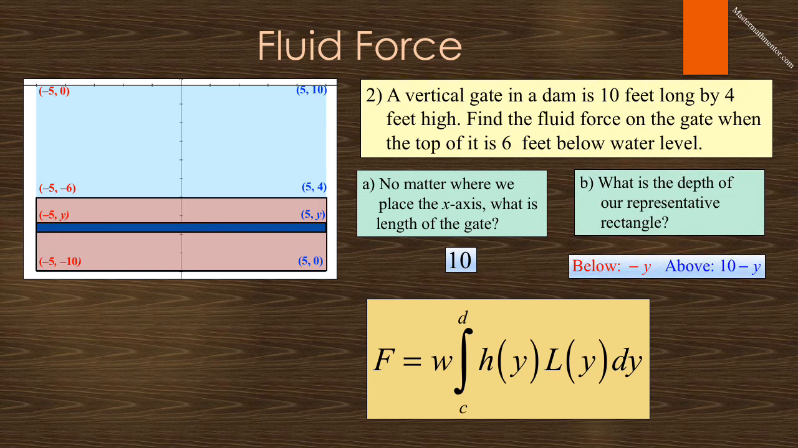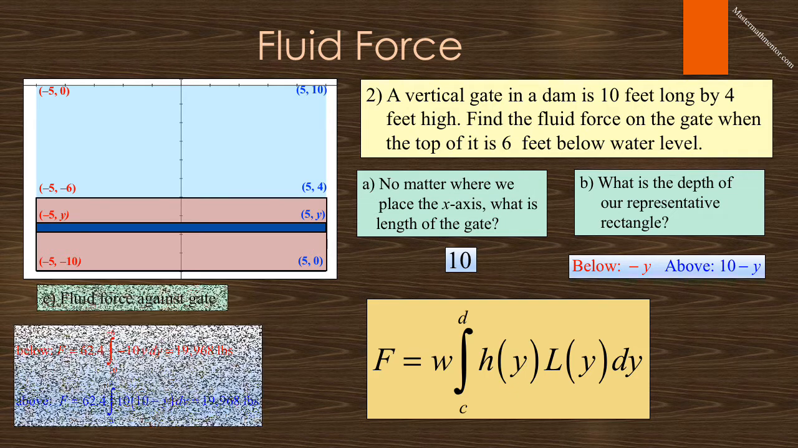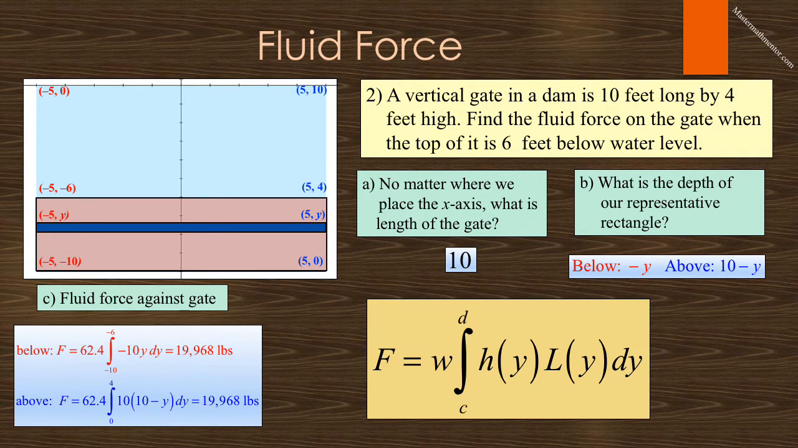Our formula for fluid force involves the depth of our representative rectangle. This is always the y-coordinate of water level minus the y-coordinate of our rectangle. So if the gate is below the x-axis, our depth is 0 minus y, which is negative y. And if our gate is above the x-axis, our depth is simply 10 minus y.